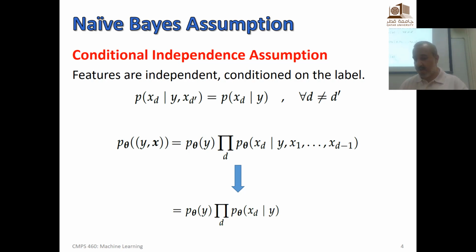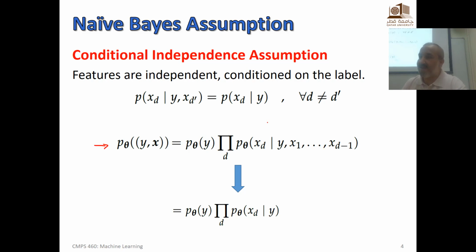We have this conditional probability. If we use the chain rule, then we will get this, which is the probability of the class label times the probability of every feature given the class and the previous features. So this is a very long expression if we have many features.